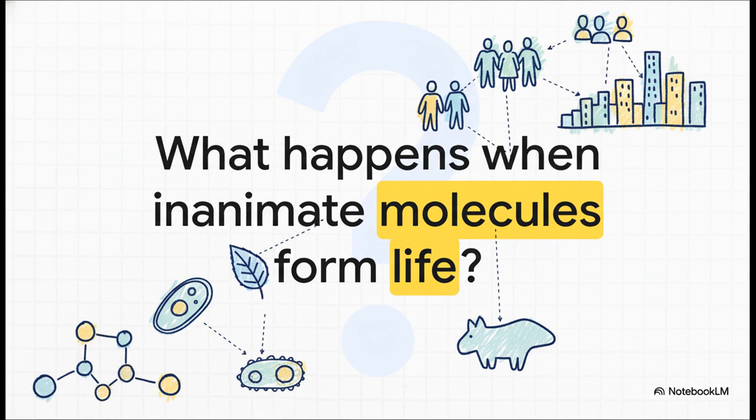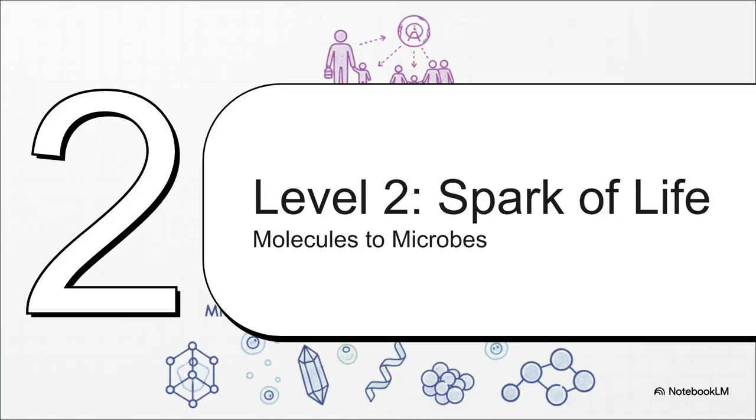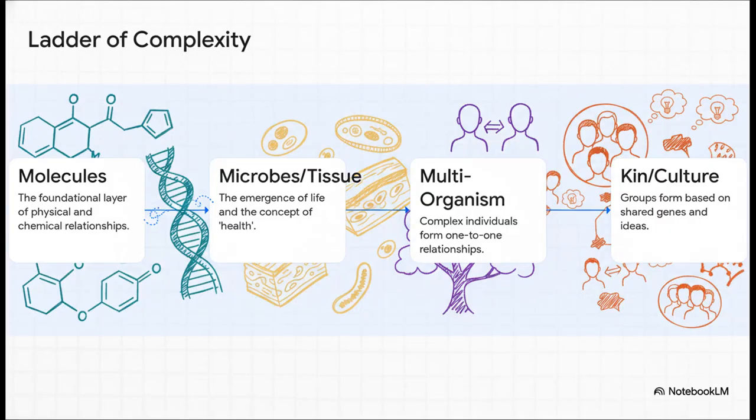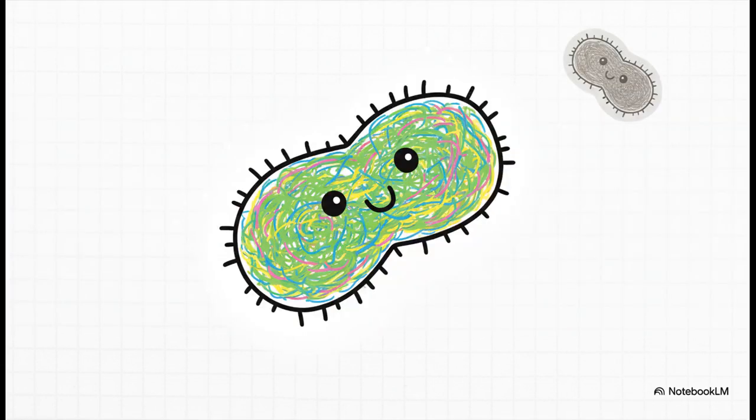And this is where we see the first great leap. What happens when these fundamental physical rules suddenly give rise to something totally new, something we'd call alive? We're moving on up to level 2. This is where the boring old chemistry of a planet suddenly sparks into biology. Welcome to the world of the very first single-celled organisms. So we're climbing up that ladder into the realm of microbes and living tissues. And with the dawn of life, a completely new kind of relationship suddenly becomes possible. This is a game changer.